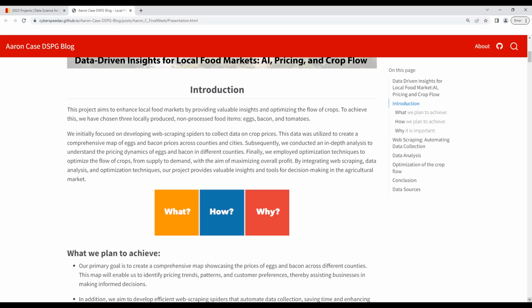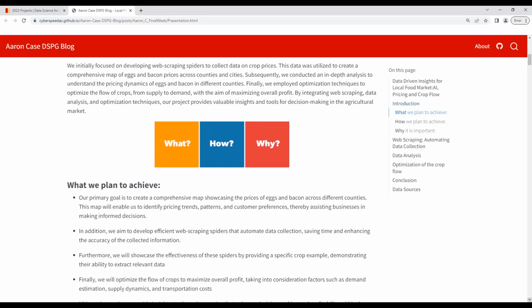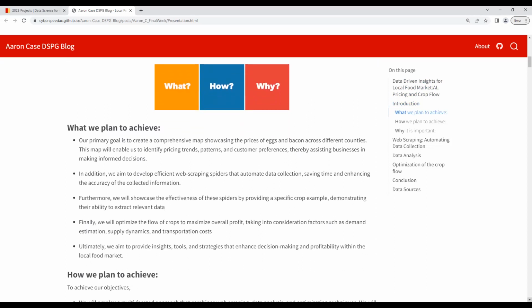We begin with what, how, and why. What is what we plan to achieve, then how we plan to achieve it, and then why it is important. So we planned our project in 4 segments. So we planned on producing 4 outputs.